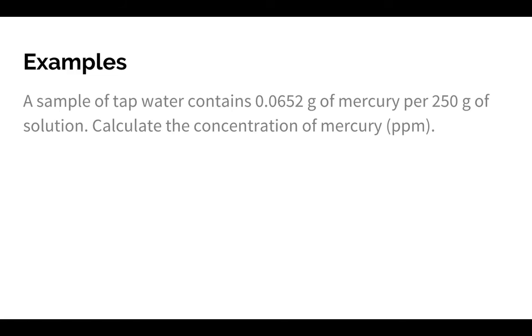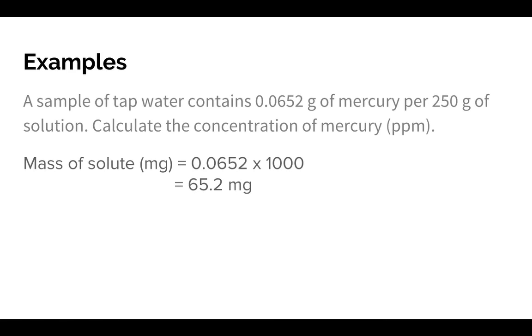Now we're looking at parts per million. A sample of tap water contains 0.0652 grams of mercury per 250 grams of solution. Calculate the concentration of mercury in parts per million.